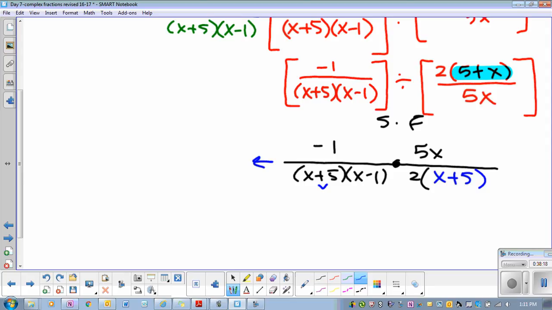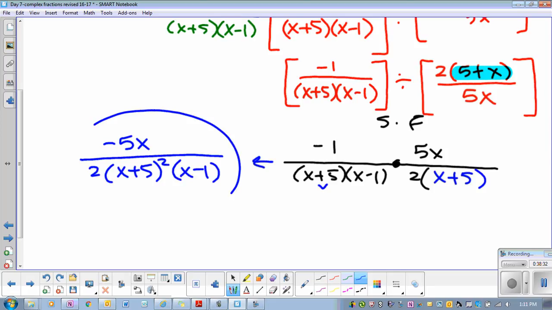So, can I cancel anything out? No. All that work for no canceling out, which is fine. 2 times x plus 5 squared, x minus 1. And does it matter which order you put these factors in? No, it does not matter. But generally, we like to have little singletons up in the front, right?